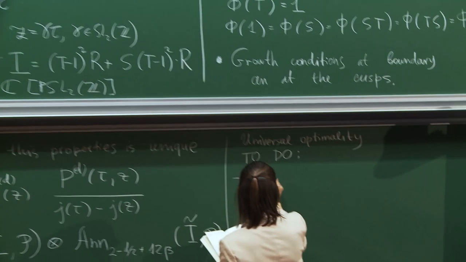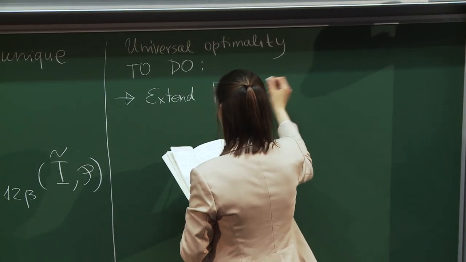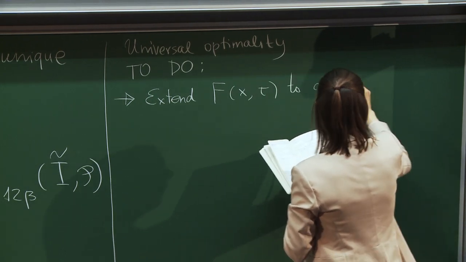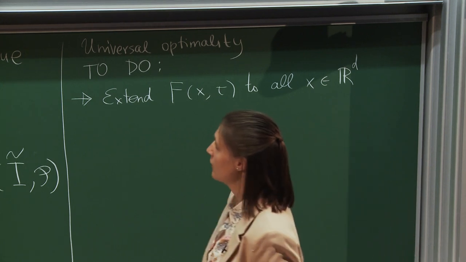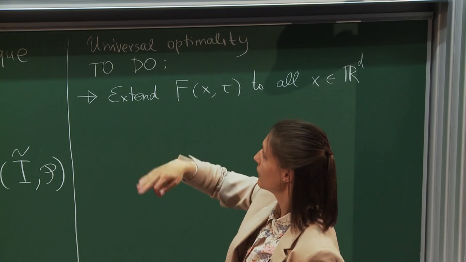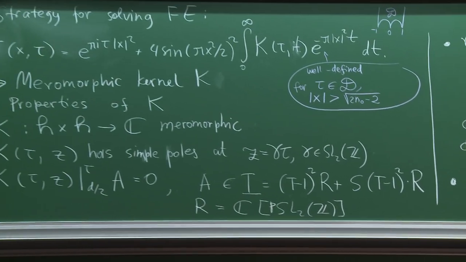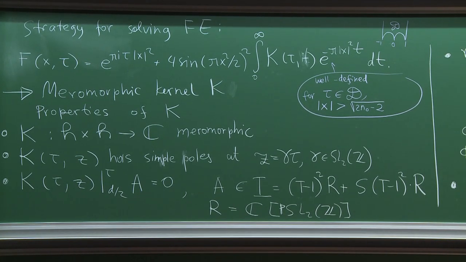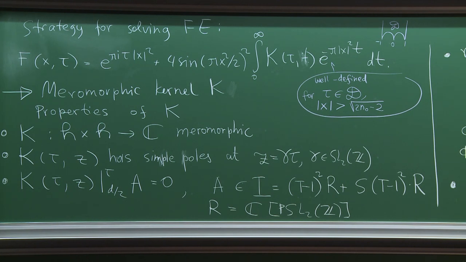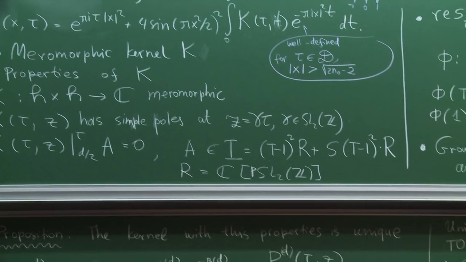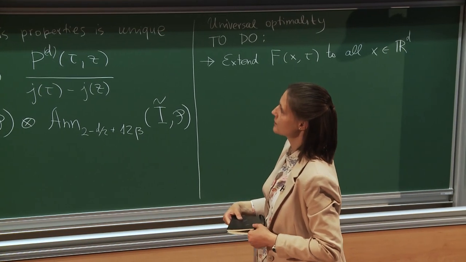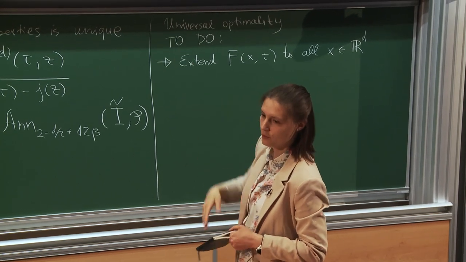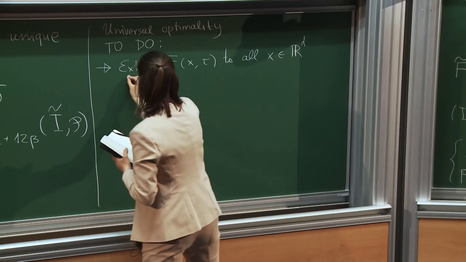So we need to extend f to all x in R^d. But this can actually be done easily, because for our kernel k, we can write its Fourier expansion in the second variable, and the first two terms in this expansion will have negative exponents, so they will be responsible for this pole at infinity. So we can just integrate these terms separately. The singularity which we get after this integration will again just be a simple pole, and it will be killed by this sine squared, which we are multiplying by. So it's an easy task.